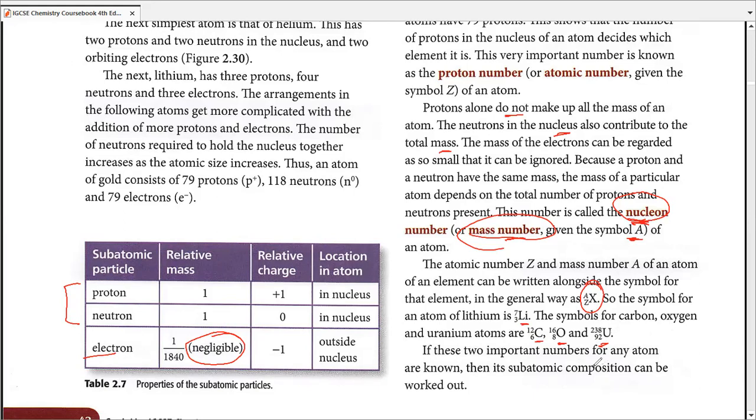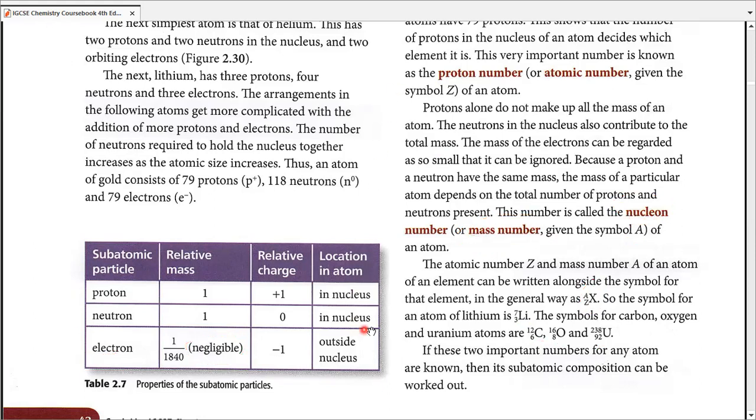Even if they switch the numbers, there are some periodic tables you're going to find on the internet in which the numbers are switched. The A is written beneath and the Z is written up top. Don't worry. Again, the tip remains the same. The smaller number is the proton number and the bigger number is the nucleon or mass number. That's how it is.